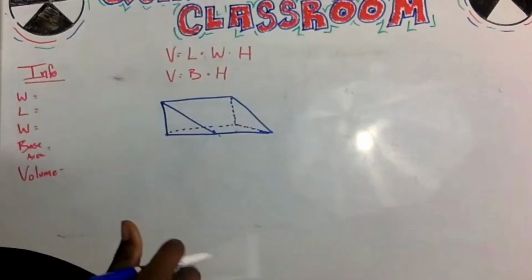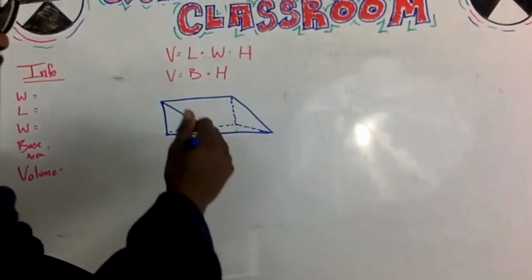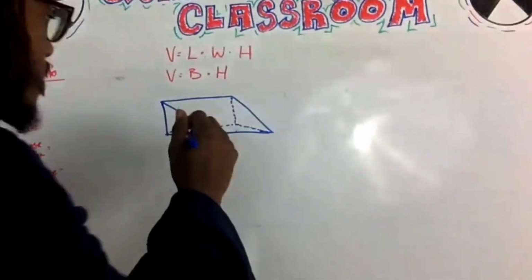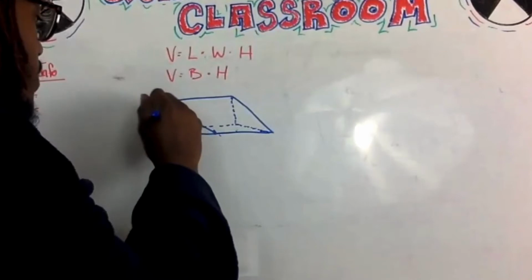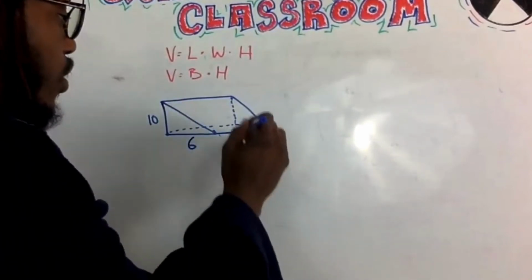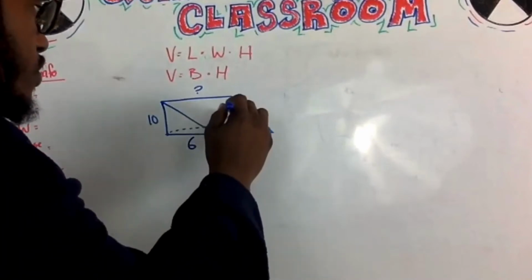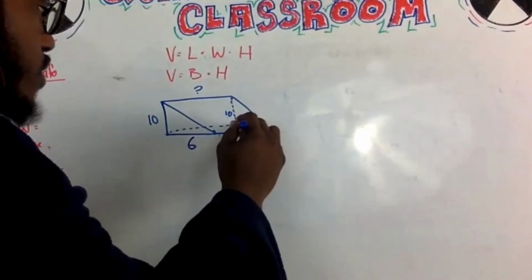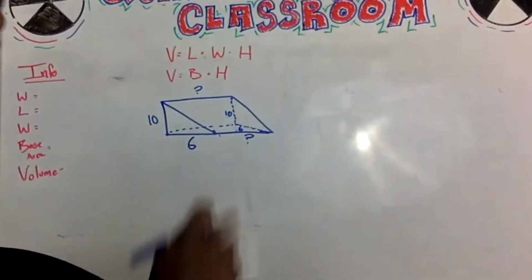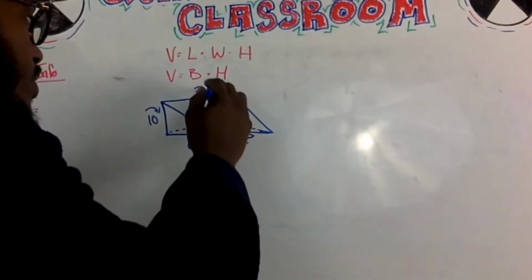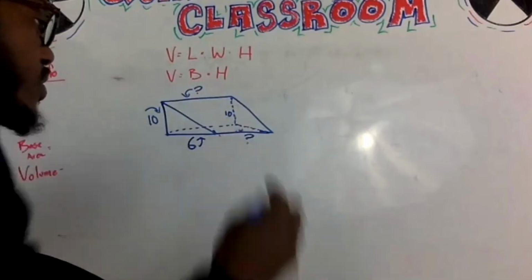Here, it said that the base of the right triangle is 6 inches and 10 inches. We don't know how long this is, but we also know that this is also 10 inches and down here is also 6 inches. So that's 6, that's 10. We don't know how long these are.